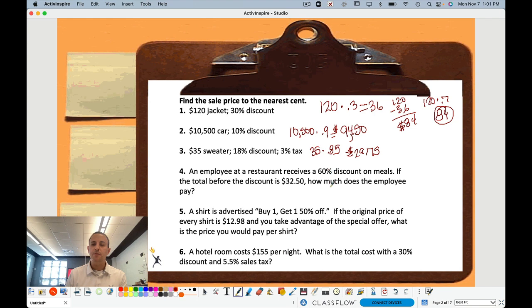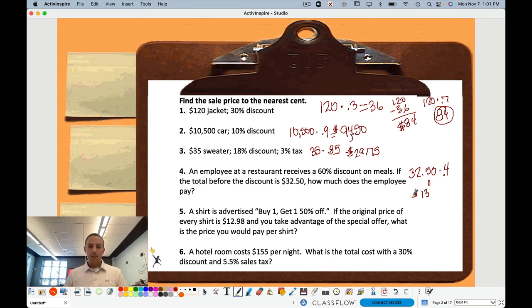All right, so then the same thing here. An employee at a restaurant receives a 60% discount on meals. If the total they pay before the discount is $32.50, how much do they pay? So we know they're going to pay 40% of their meal costs. So we're going to multiply $32.50 times 0.4. This person's meal ends up being $13. Not a bad discount on your meal.